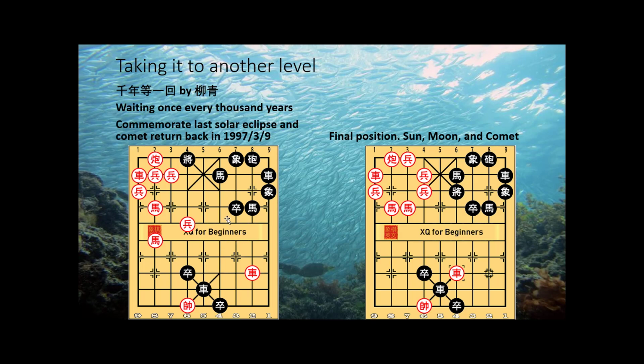So this endgame composition was created by Liu Qing. It's called 千年等一回, or waiting once every 1,000 years. It was to commemorate the last solar eclipse of the previous century. And as you can see, after solving the puzzle, you'll get the sun, the moon, and this is its representation of a comet.